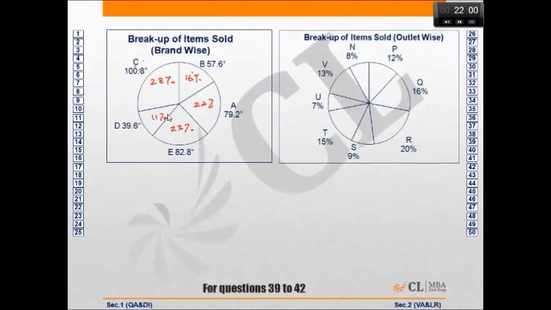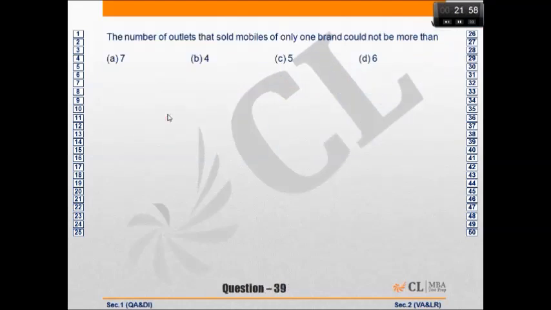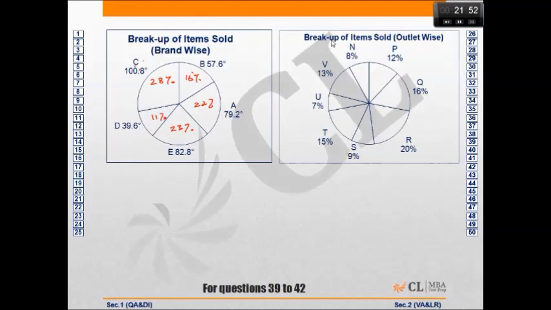Let me do the first question. Number of outlets sold mobiles of only one brand. Maximum could not be more than. What is the maximum possible number of? Okay, only one brand. So let me just start placing them. Okay, so 28% is here. Okay, so let me put this way. 20, 28, 16, 22, 11, 23. Now we'll need to place each one of them.